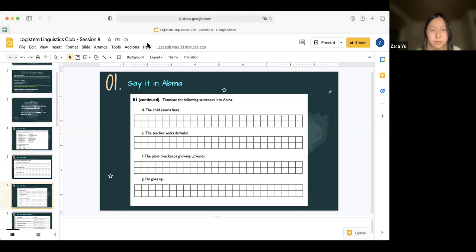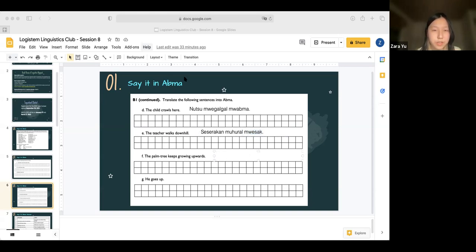Okay, so for the next four, from the child crawls here, we have the child. Then we can get crawls. And then here is this. The teacher, we still have that one again. Like that. And then walks is this word. And then uphill is basically just saying you're walking up. Downhill is saying you're walking down. So it's like that.